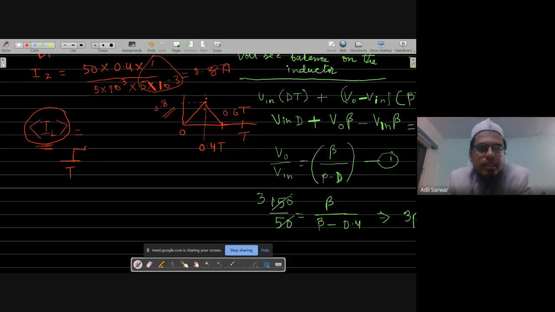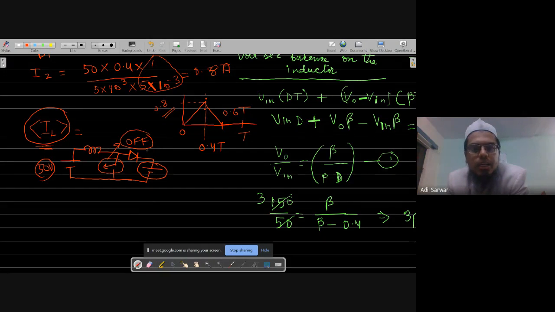Now for this boost converter, this battery will be getting power only when this switch is off, isn't it? So this battery will be receiving power from the input side, this 50 volt input DC supply, only when the switch is off. Otherwise, in the interval from 0 to dt, there won't be any power transfer from the 50 volt input supply to this 150 volt battery, isn't it? So that means we are interested only in this interval.